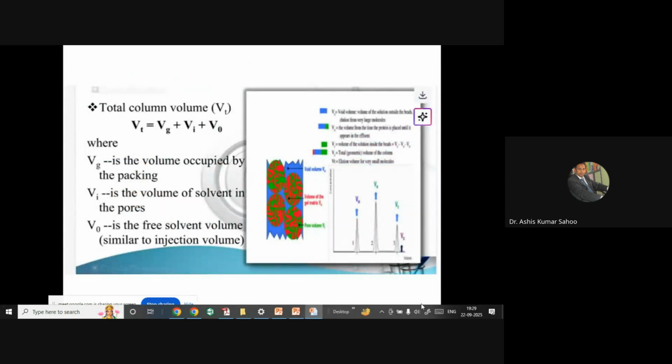So this works upon different volumes. The total column volume is equal to Vg plus Vi plus Vo, where Vg is the volume occupied by the packing, Vi is the volume of solvent in the pores, and Vo is the volume of free solvent molecules.